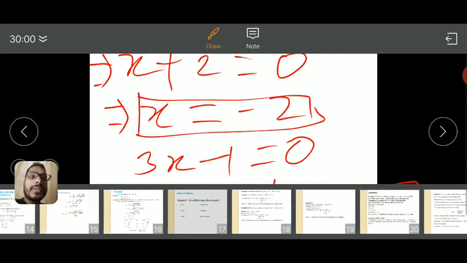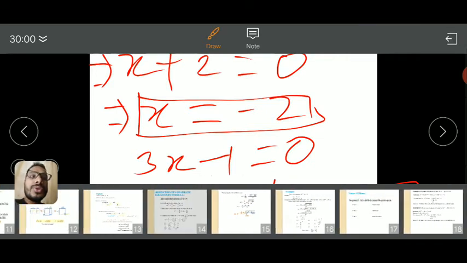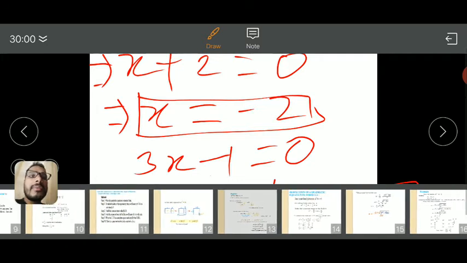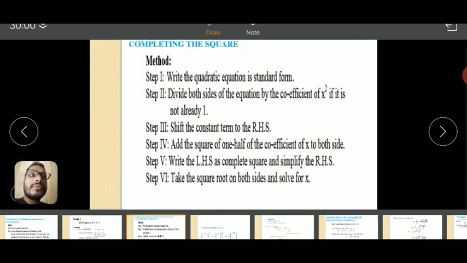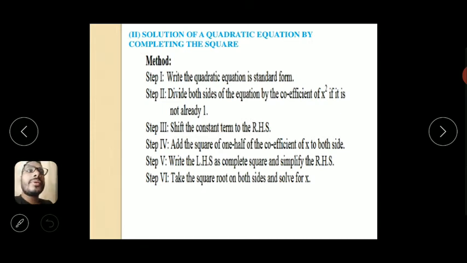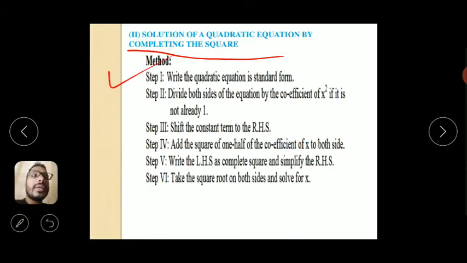The next is finding the solutions of quadratic equations by the completing the square method. Alright, just copy down all these steps here. What I am going to teach you are quite easier steps, which we have to follow, and that is accepted by the board also.